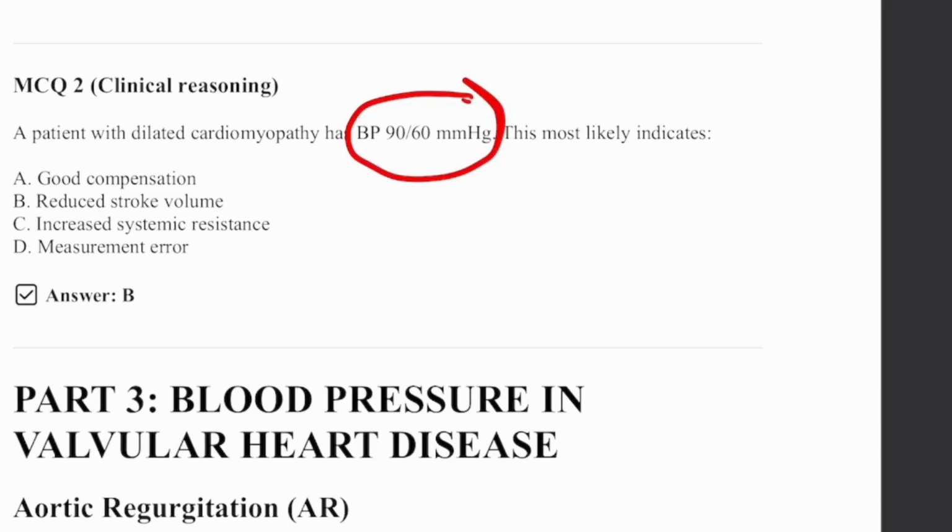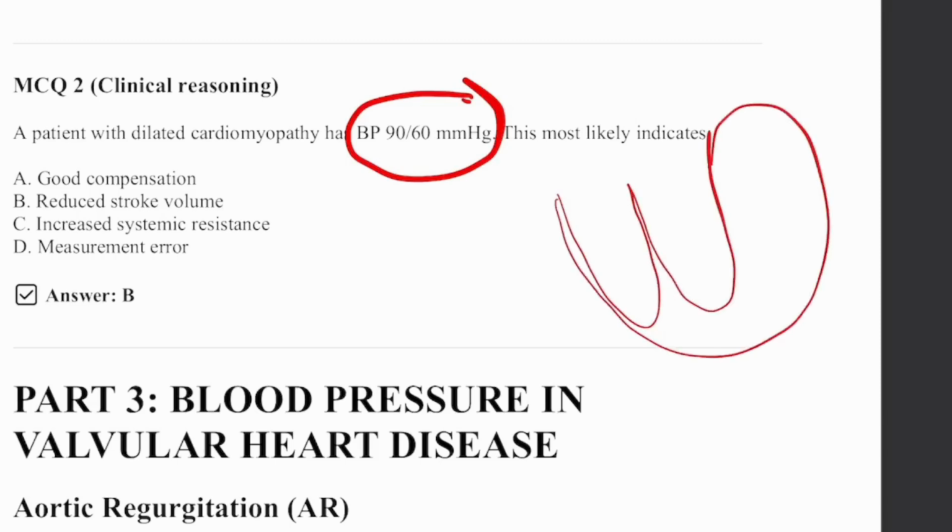As we know, the blood pressure depends upon the stroke volume. In heart failure, the heart is unable to pump blood into the aorta. So what happens? Naturally, the systolic BP comes down. So in heart failure, systolic BP comes down. It is due to reduced stroke volume.